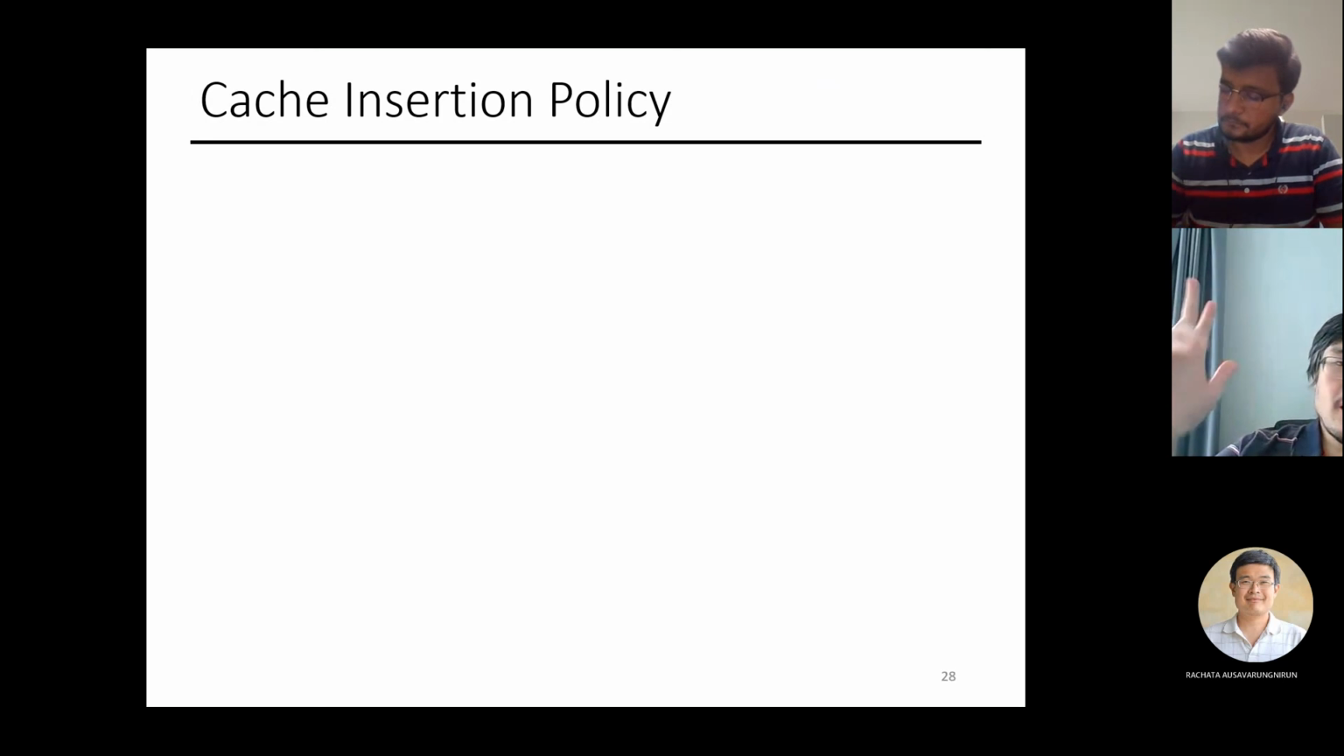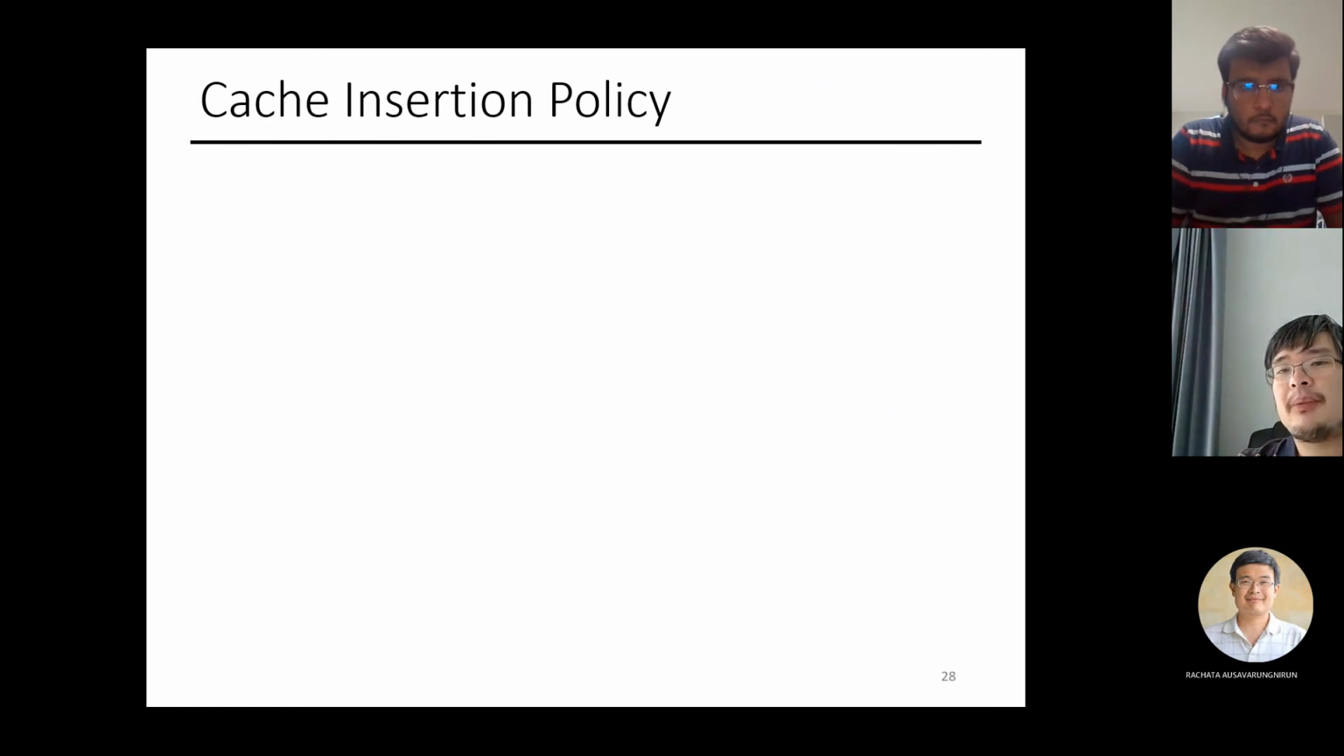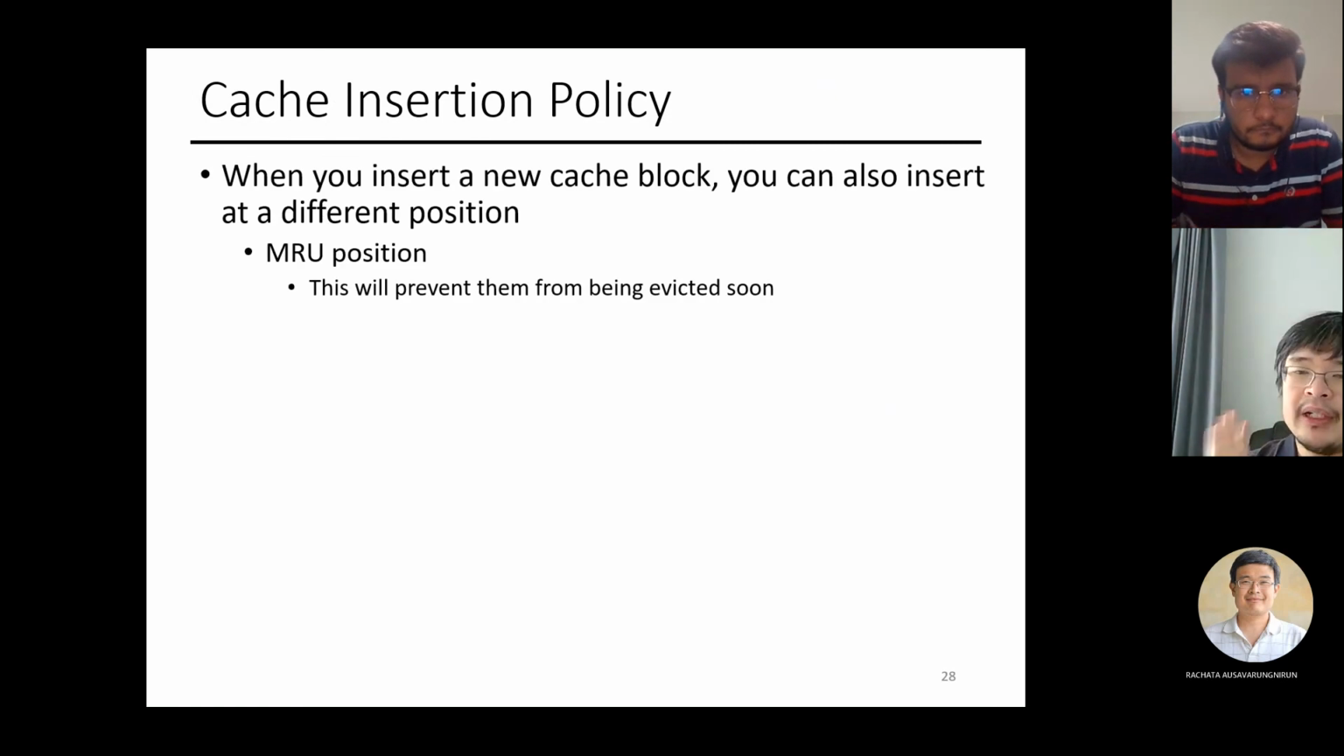On the cache insertion policy, right? So when you insert a new cache block, you can have a choice, right? The new block can be in the most recently used position. Most of the time, this actually works well, because I just accessed it, so it's likely that I need to use this data again. With temporal locality, it's likely that I need it again.